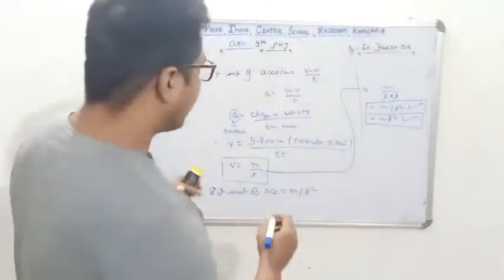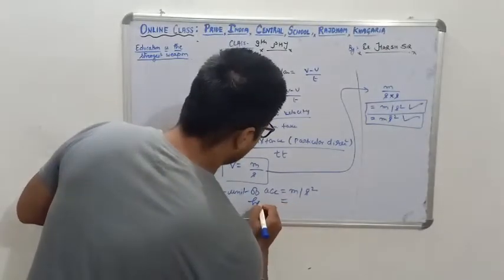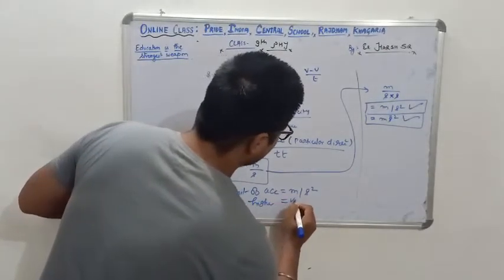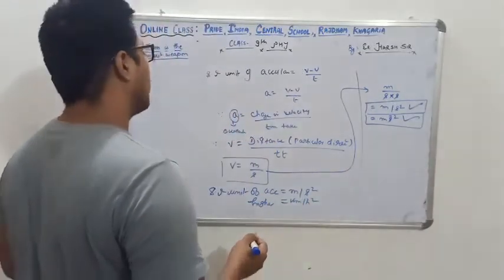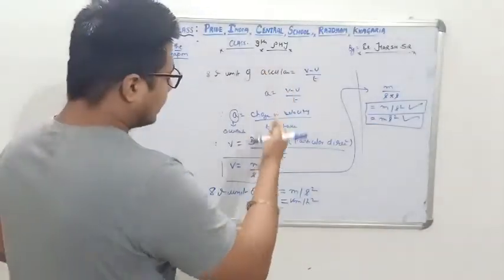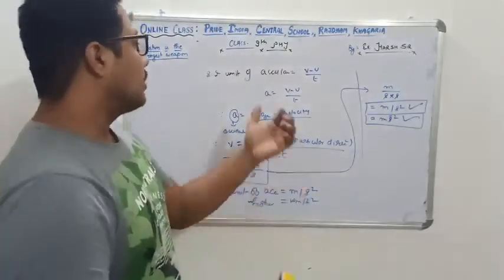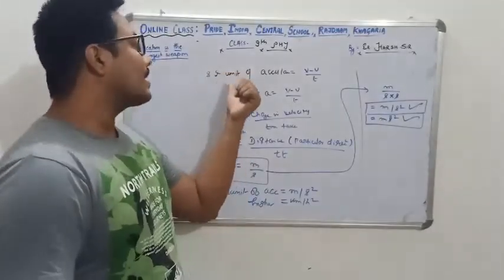Or the higher unit can be kilometer per hour square, or even higher, miles per hour square. So definitely I think this would be very easily understood by you. How do we derive the SI unit of acceleration?